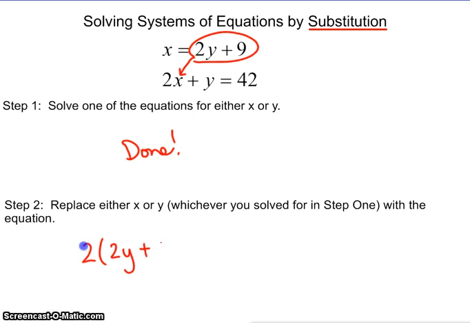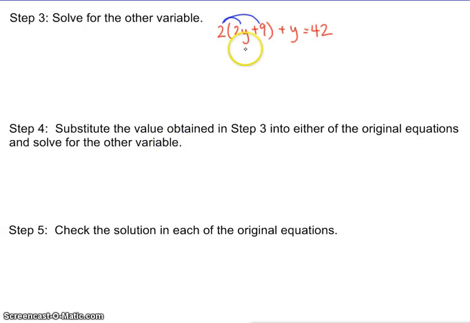Be careful when you do this because you're actually going to need a parentheses. The reason you need the parentheses is because you need to remember to distribute the 2 that was in front of the x to each term. So let's solve for y. 4y plus 18. Okay, that's the distributive property. Bring down your plus y equals 42. I need to combine the 4y and the 1y, so this will be 5y plus 18 equals 42.